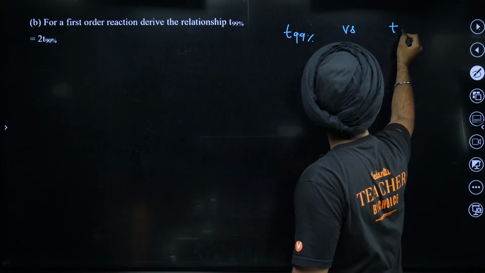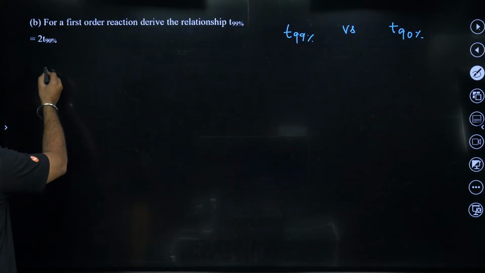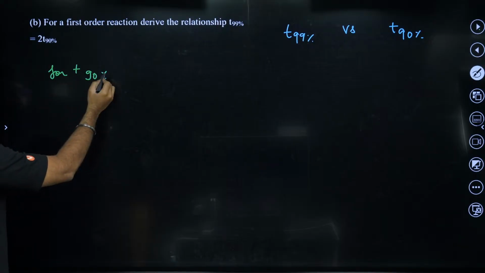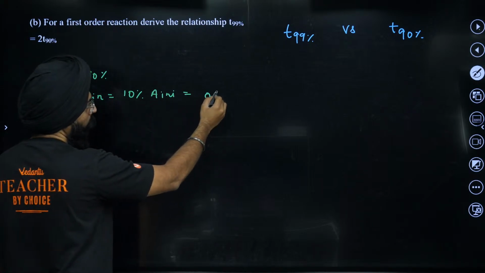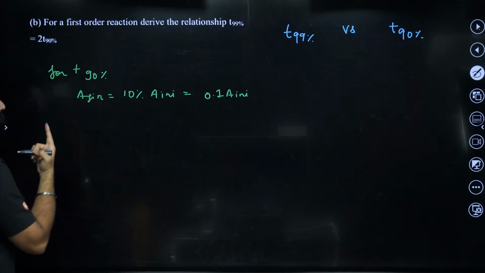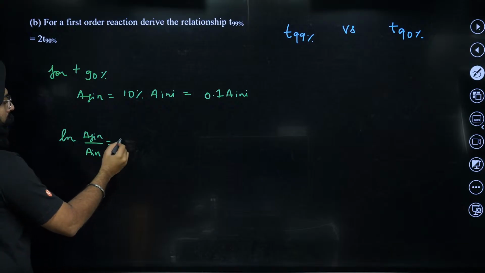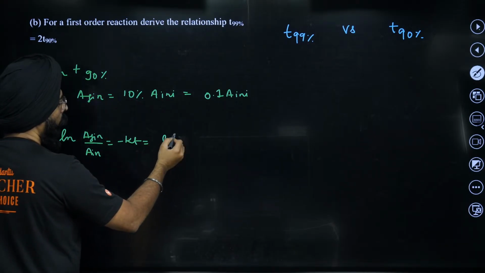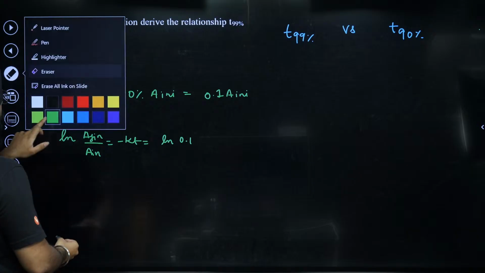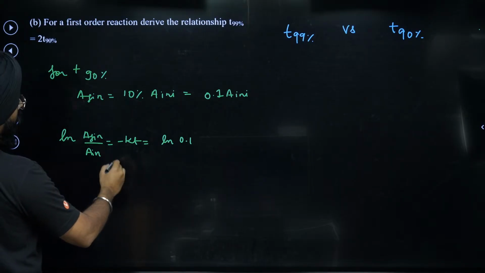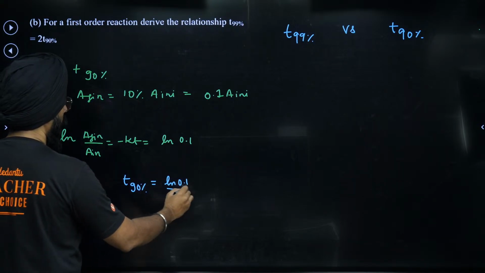T99% versus T90%. Can we derive that relationship? For T90%, A final is equal to 10% of A initial, which is 0.1 times A initial. So I can write ln of A final by A initial, which is equal to minus kt, is equal to ln of 0.1. Now I have T90% is equal to ln of 0.1 by minus k.